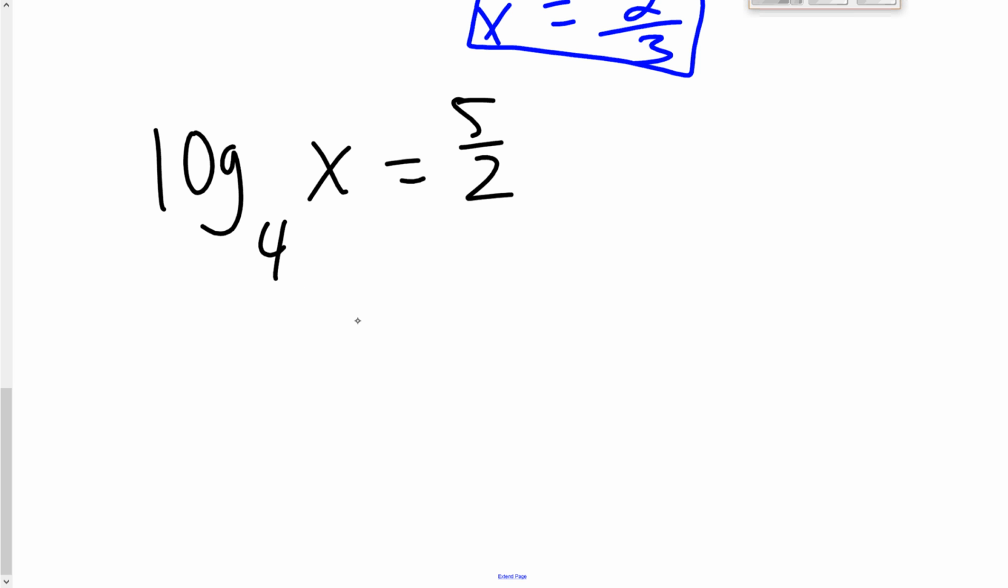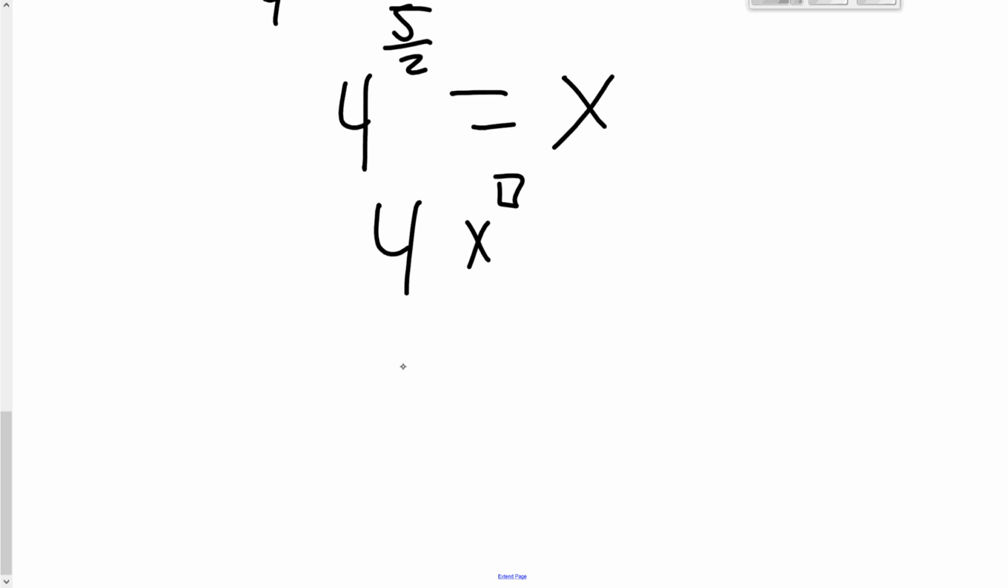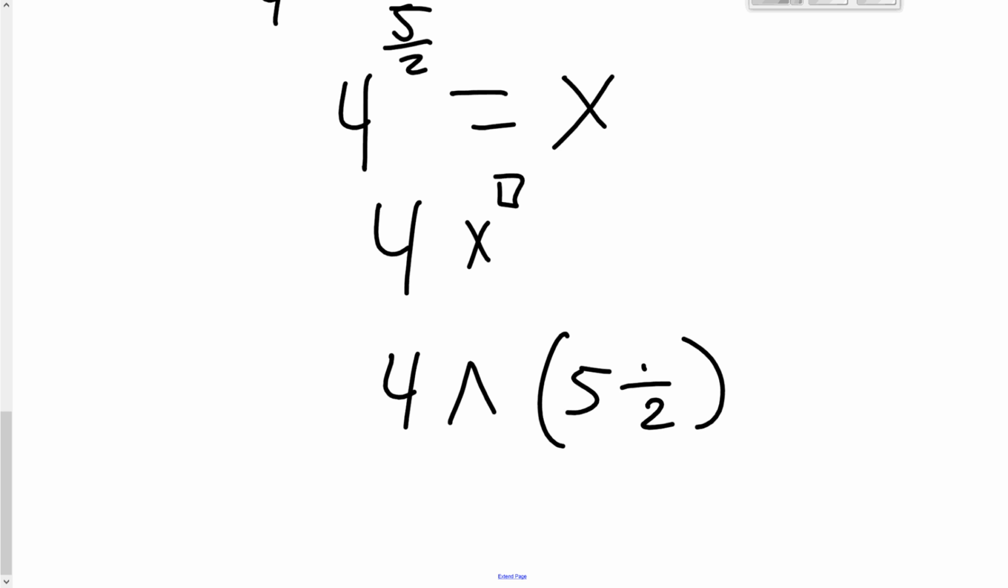Okay, so take 4, switch this log to an exponential, so 4 raised to the 5/2 is equal to x. Alright, so here we could do that on a calculator. Type 4, and if you have a TI-30 or TI-31, you hit the hat button and type 5 divided by 2 in parentheses. And there is a way to do it without a calculator.